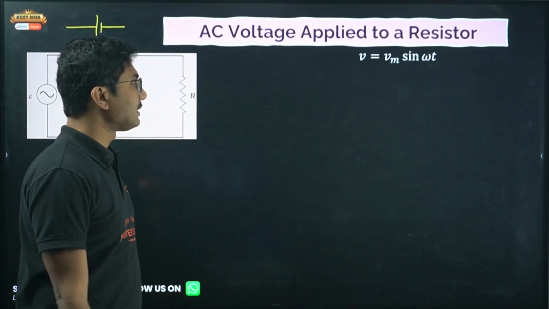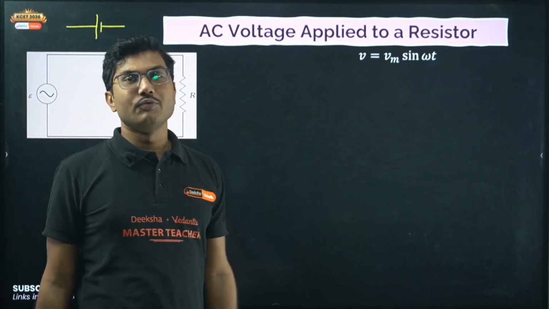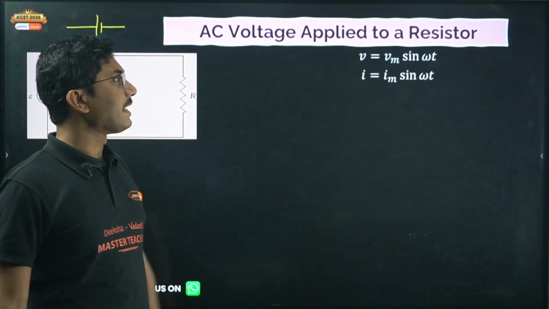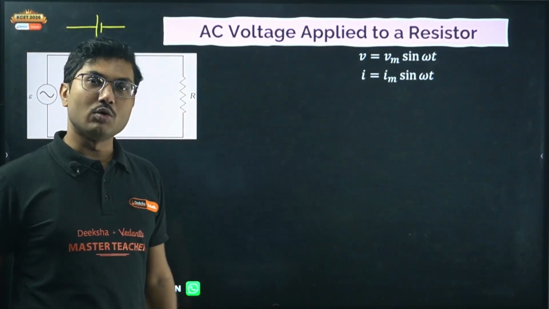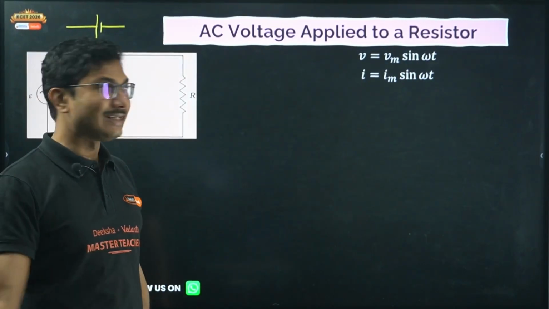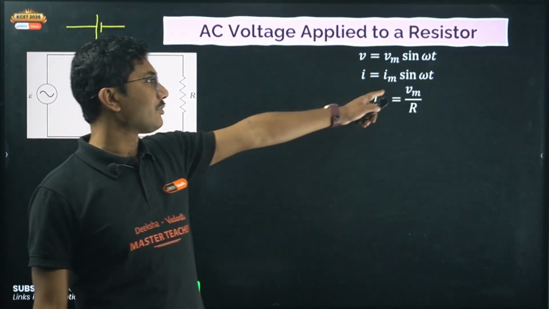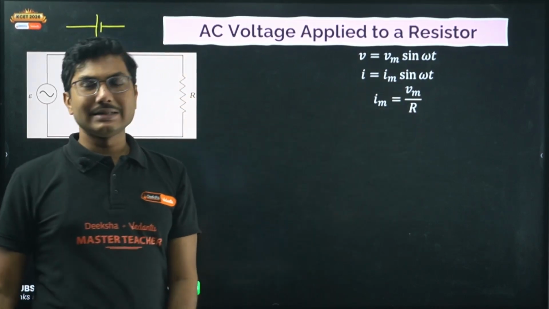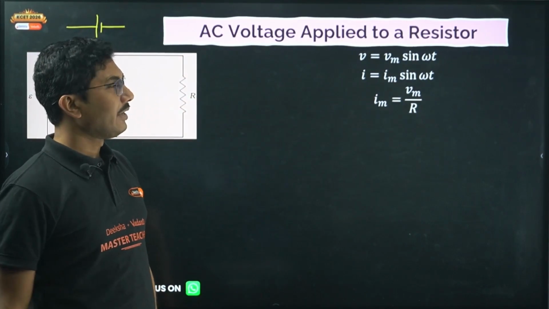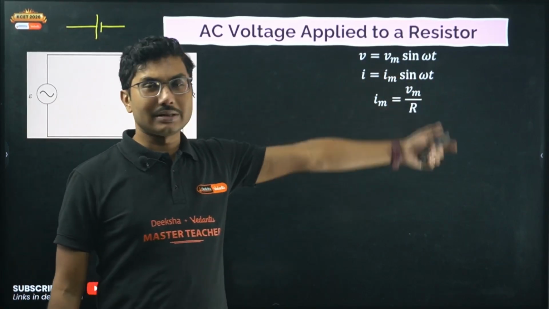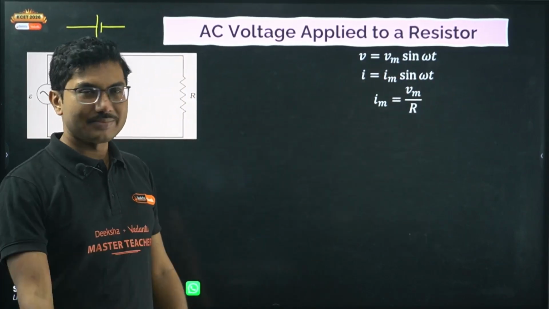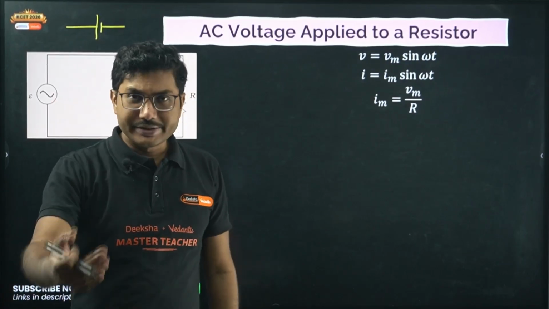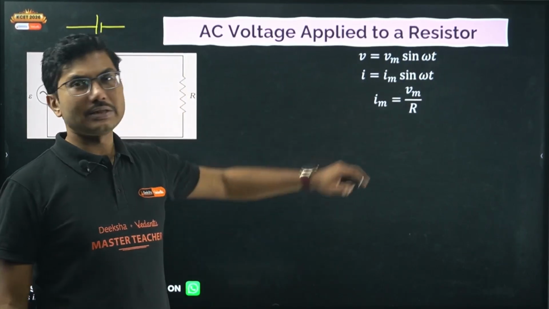Okay, now let's see. If you apply this voltage to a resistor, your Ohm's law will still be valid, and you can calculate the current using Ohm's law only. You don't need to learn anything new. The maximum value of current is given by Vm by R, right? So sin omega t is the only new term that has been added.